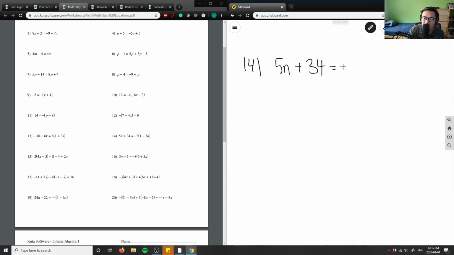This equals negative 2 times 1 minus 7n. Sorry. Okay, so 5n plus 34 equals negative 2 times 1 minus 7n. Again, what I'm going to have to do is distribute the property, right? So again, outside bracket times inside bracket, right? So outside bracket is negative 2. I'm going to have to distribute this into the first term, distribute this to the second term.